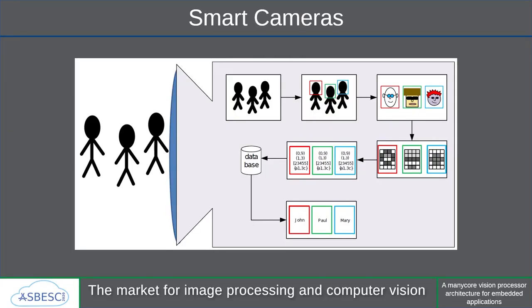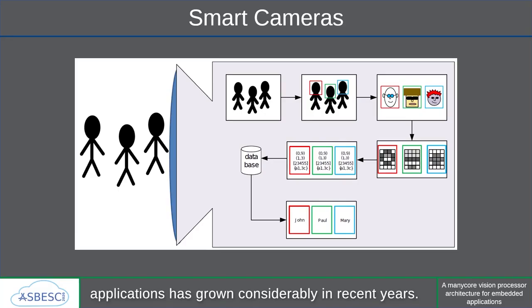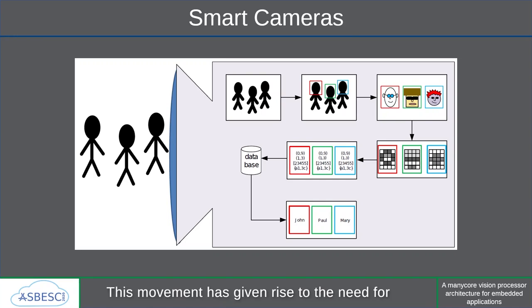The market for image processing and computer vision applications has grown considerably in recent years. This movement has given rise to the need for devices capable not only of capturing images, but also of processing them. Smart cameras are then proposed as equipment with computational power to run complete applications, as we see in the example of a facial recognition system.